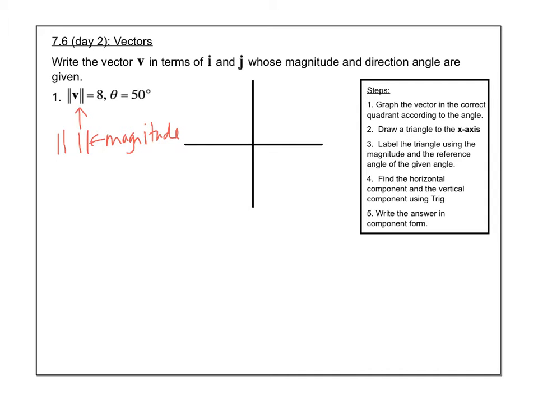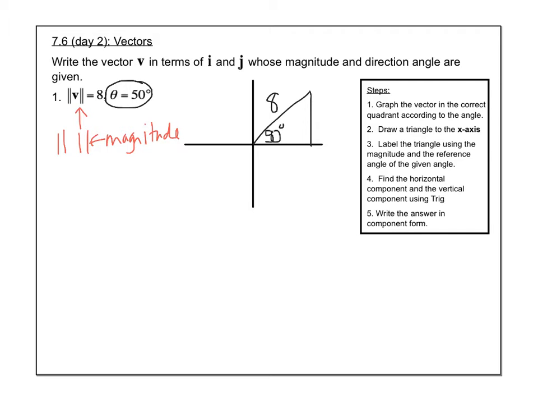So the first thing I need you to do is graph this vector. We're graphing it in the quadrant based on what the theta is. So you're going to always look at that first. That means it's going to be in the first quadrant, and this is going to be 50 degrees. And the magnitude should go on the hypotenuse always, so that 8 is going to go on the hypotenuse.